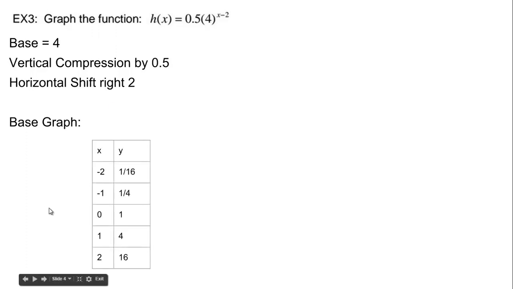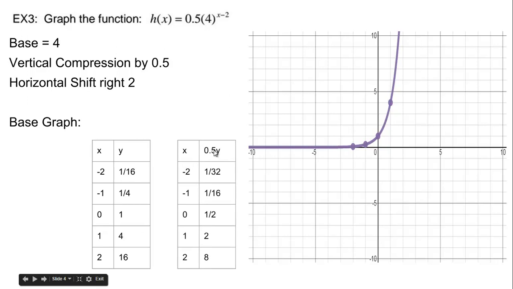Last one, we start with a base of 4, vertical compression by a half, and a horizontal shift to the right too. We'll do that horizontal shift to the right after. So the base graph is the 4 to the x graph, so 0, 1, and then multiply by 4 every time. Divide by 4 this way. The y's get multiplied by a half, so a 16th becomes 1 over 32. It's really hard to estimate, so we're not really sure where it is. So we just put something just off the x-axis. 1 over 16, 1 becomes a half. Those kind of points I'll really check for. 4 becomes 2, 16 becomes 8.